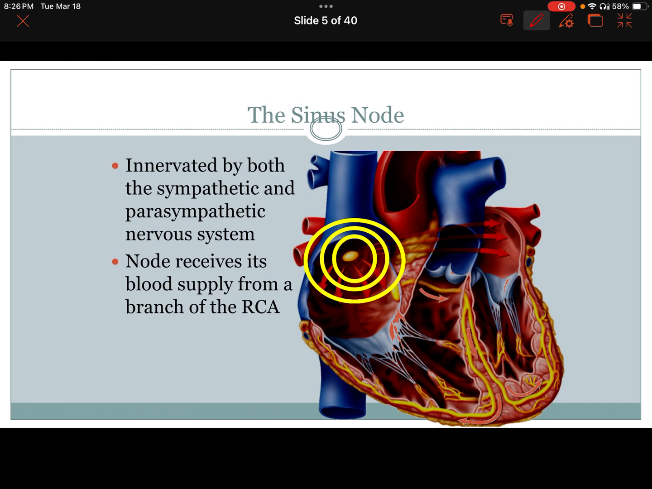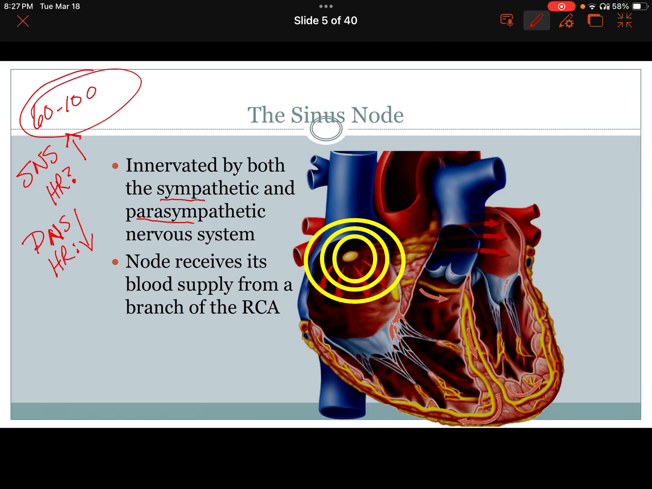So because this system is innervated by both the sympathetic and the parasympathetic nervous system, that is how we can adjust or tweak that 60 to 100 beats per minute. So the sympathetic nervous system should do what to the heart rate? Sympathetic nervous system will increase the heart rate. On the flip side, the parasympathetic nervous system, that's our feed and breed, it is known to slow the heart rate down. So we can adjust and manipulate as needed with that.